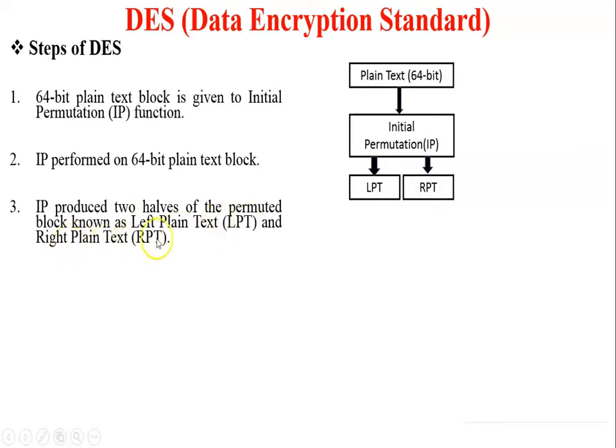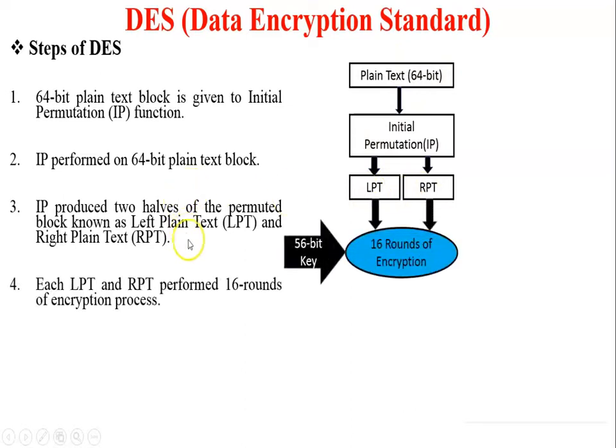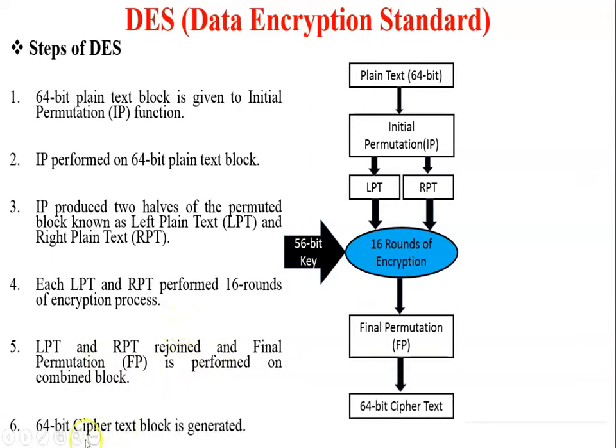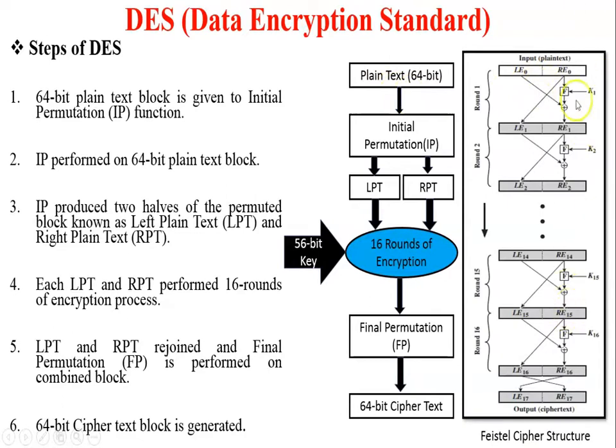Now the steps of DES. First step, the 64 bit plain text block is given to the initial permutation IP function. It performs the initial permutation of the input plain text. After performing the initial permutation, the plain text is divided into two blocks of the same size, one is LPT and the second one is RPT. LPT means left plain text and RPT means right plain text. So the 64 bit is divided into a 32 bit LPT and a 32 bit RPT.